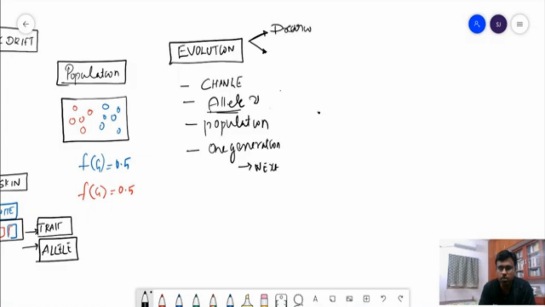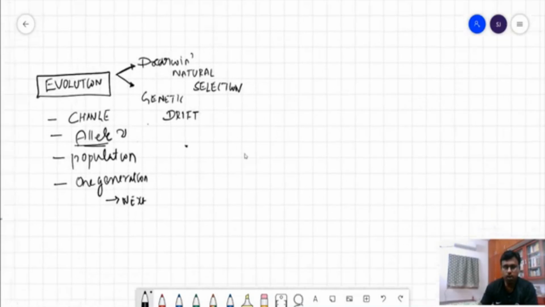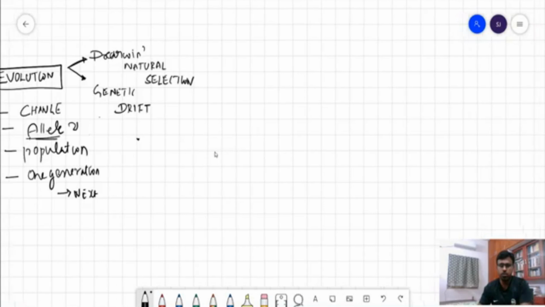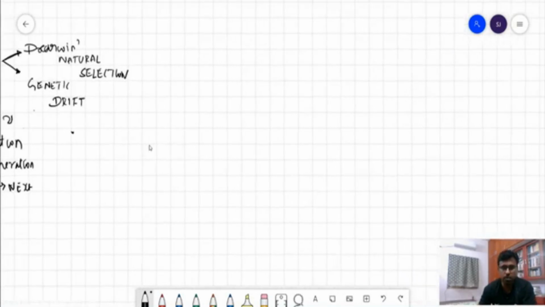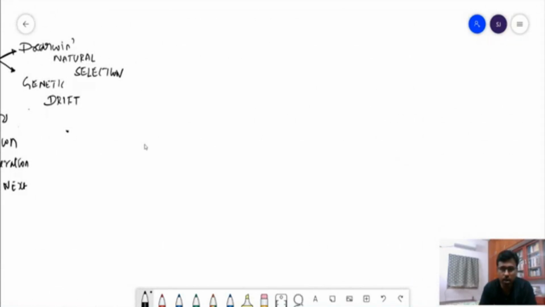One way is Darwin's natural selection. I'll use two things which are in the syllabus. One is Darwin's natural selection, the other is genetic drift. First I'll show you what the difference between these two things is, which is very essential for understanding genetic drift. So how does Darwin's natural selection work?